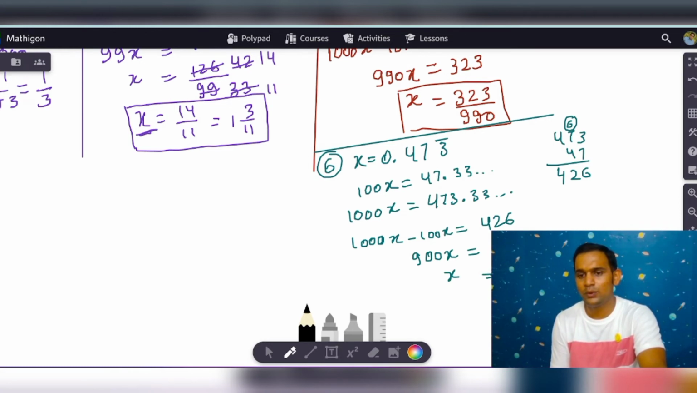As you can see, 426 can be divided by 3, and this also can be divided by 3. So we get 142 and 300. Can it still be divided by 3? No. But it can be divided by 2. I didn't see that, I'm sorry. So 2 7s are 14, 2 1s are 2, and 2 150s are 300. So the value of x equals 71 by 150. So that means 0.473 bar can be represented as 71 by 150, and that's the answer we have got.